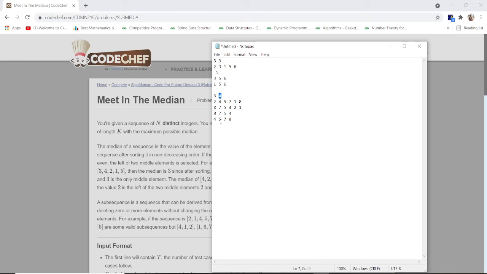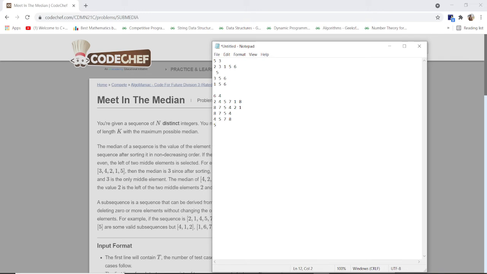So that is why I have to find two median values and print the leftmost. What are the two median values here? 5 and 7. There is one number on the right and one number on the left. So that is why I take 5 and 7, and which is the leftmost? 5. So the answer is 5.